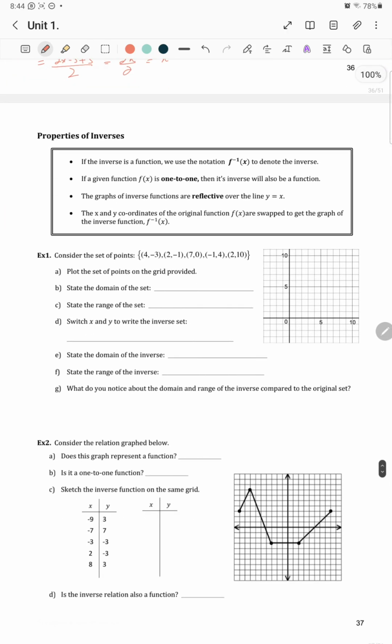Okay. Properties of inverse. If the inverse is a function, then we use the notation f inverse x to denote the inverse. If a given function f of x is 1 to 1, then its inverse will also be a function. The graphs of inverse functions are reflective over the line y is equal to x.